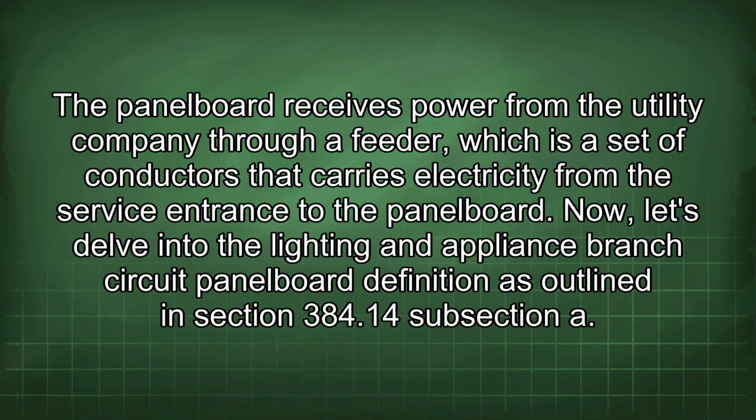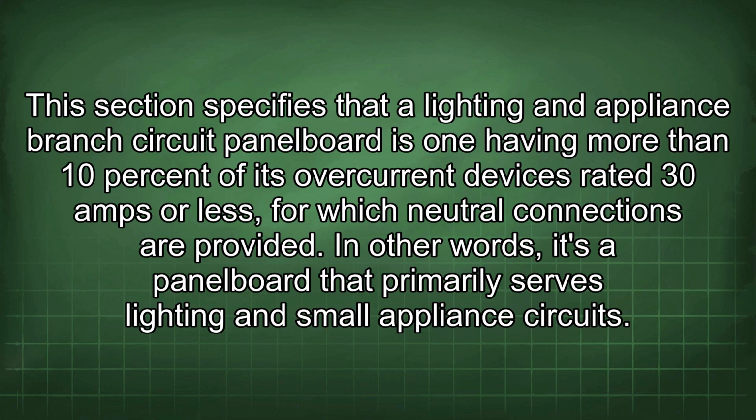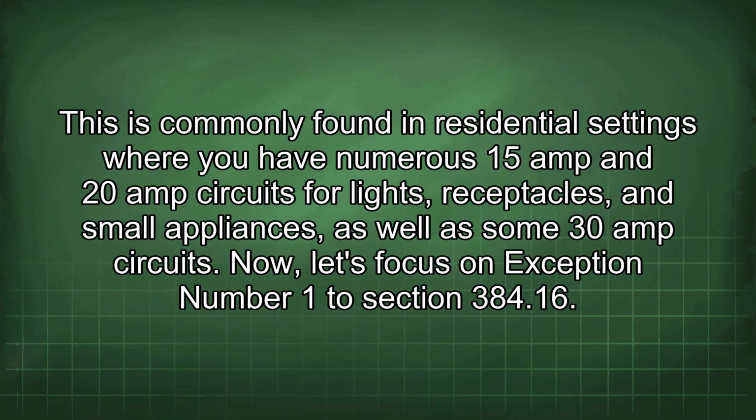Now, let's delve into the lighting and appliance branch circuit panel board definition as outlined in section 384.14 subsection A. This section specifies that a lighting and appliance branch circuit panel board is one having more than 10% of its overcurrent devices rated 30 amps or less, for which neutral connections are provided. In other words, it's a panel board that primarily serves lighting and small appliance circuits. This is commonly found in residential settings where you have numerous 15 amp and 20 amp circuits for lights, receptacles, and small appliances, as well as some 30 amp circuits.